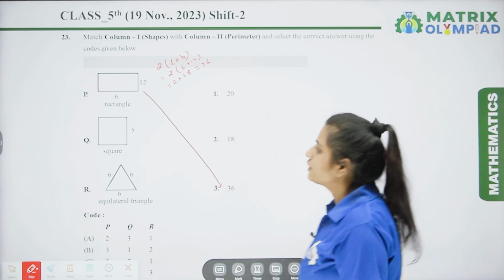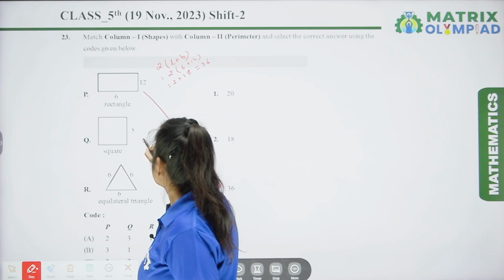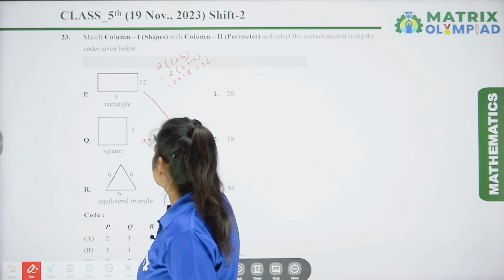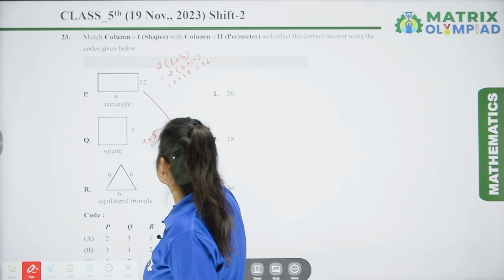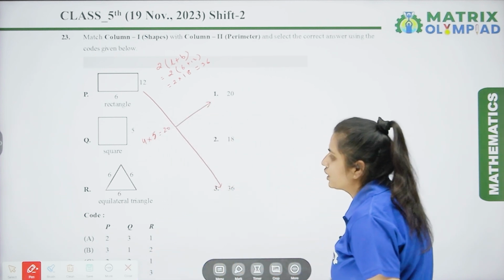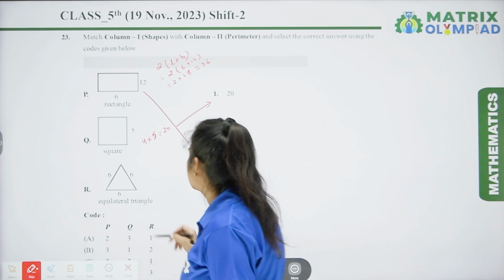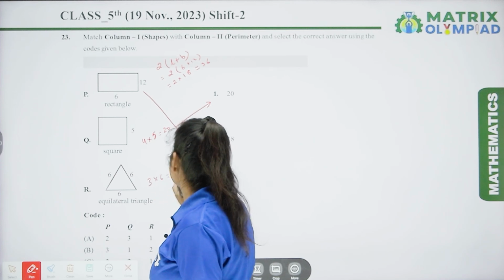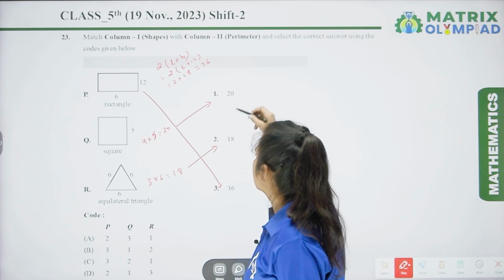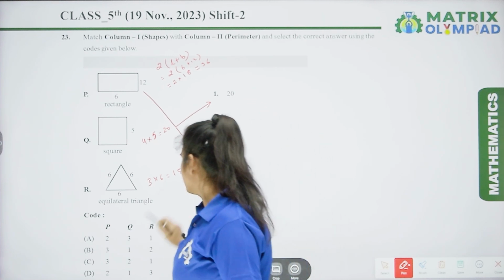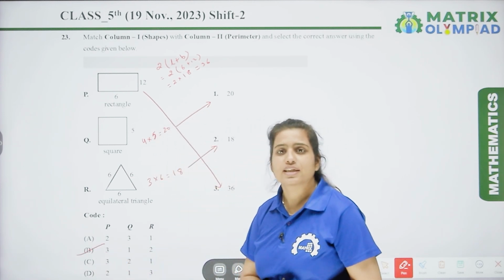6. Now the next is square with side 5. Here the perimeter of a square is 4 multiplied by side, and side is 5. So 4 multiplied by 5 is 20. Now the next is equilateral triangle with side 6. So here 3 multiplied by 6 is equal to 18. So the sequence is 3, 1, 2. So 3, 1, 2 is in the B option. So here option B is the correct answer.